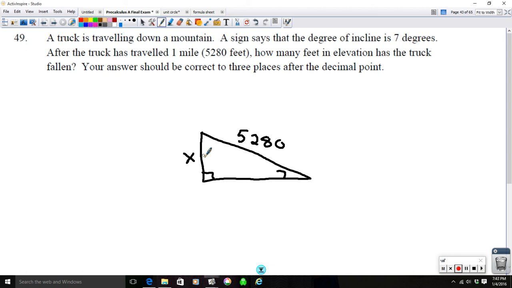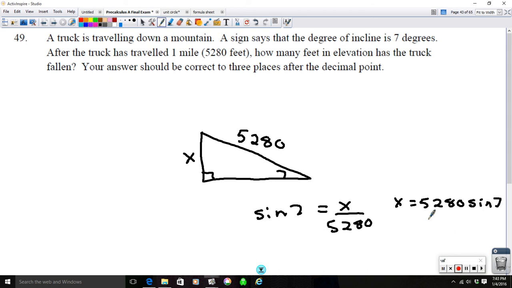So for number 49 here, this is opposite and hypotenuse, so sine of 7 degrees is x over 5,280. Go ahead and cross multiply to solve. And x equals 5280 sine 7. Again, this is in degree mode. And x is going to be equal to 643.470.